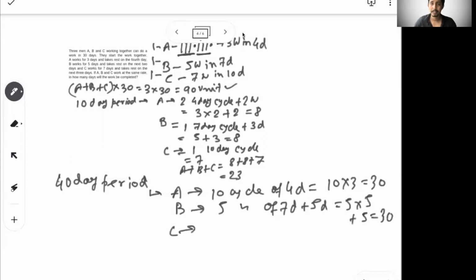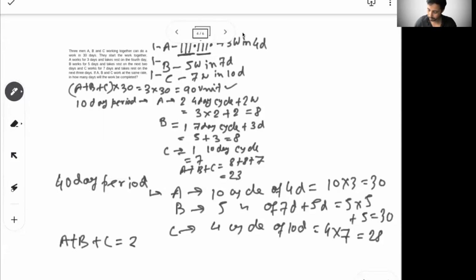C works at a 10-day cycle. In a 10-day cycle, C does 7 units. So C has 4 cycles of 10 days. So 4 into 7, 28 units. So in a 40-day period, A plus B plus C is 30 plus 30 plus 28. Total is 88 units. Okay, so this is possibly the closest I can do to 90 units.